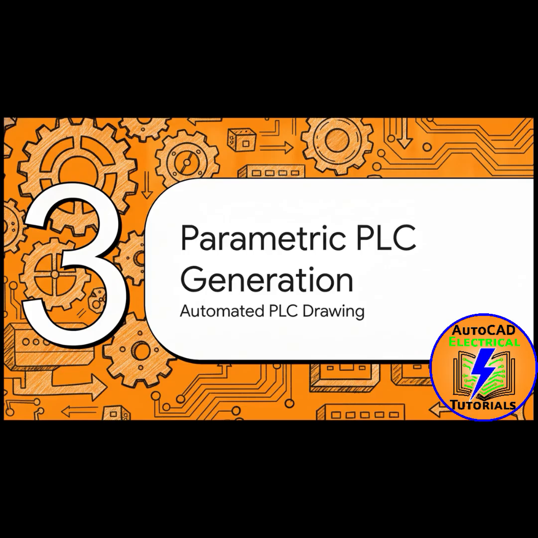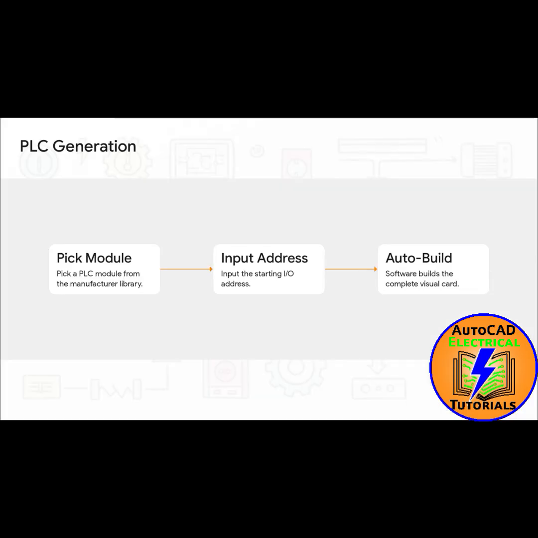Phase 3 is parametric PLC generation. Let's look at automating those complex PLC modules. Just think about how much time you spend painstakingly drawing input and output cards by hand. With this feature, you can eliminate that entirely. You simply pick a PLC module from a massive built-in library of manufacturers. We're talking Allen Bradley, Siemens, Schneider, you name it. Then you just input your starting I/O address and sit back. The software automatically builds the complete visual parametric card directly onto your drawing. It pulls in all the terminal labels and connects all the wire points for you. It literally turns hours of meticulous line drawing into a task that takes just seconds.